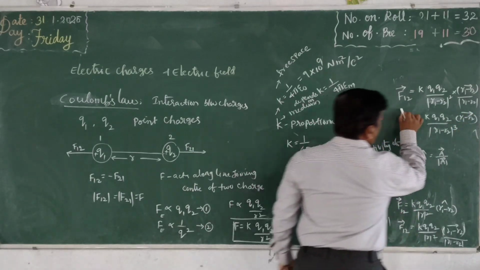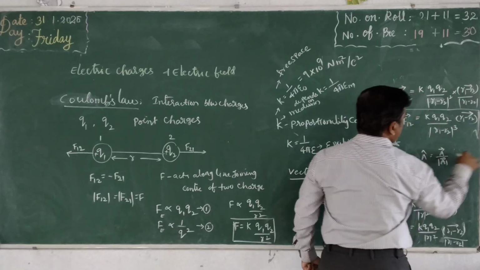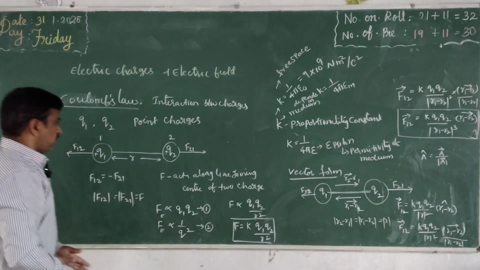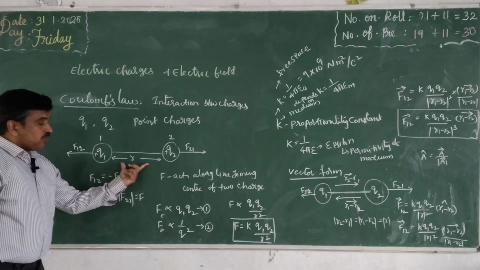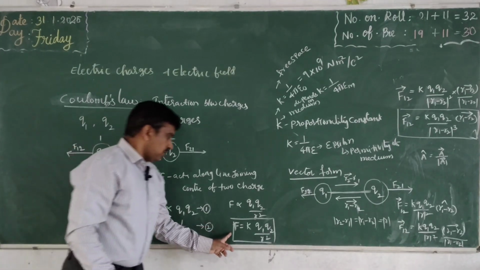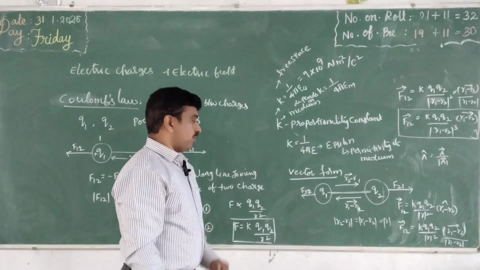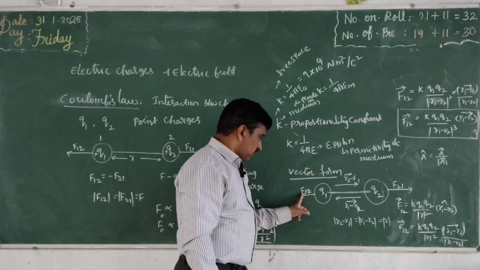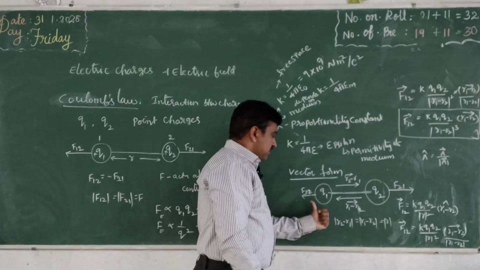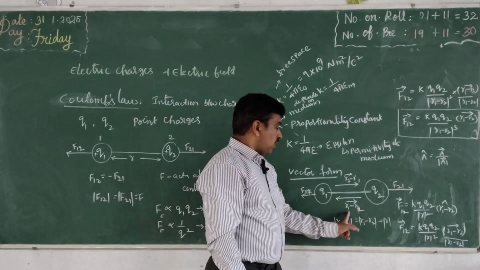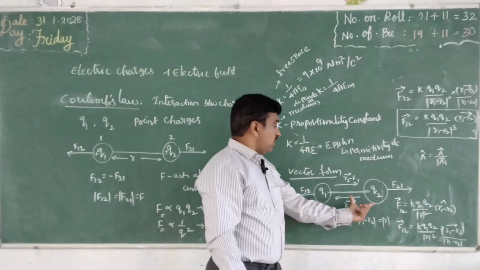This is the vector form of the force that exists between two charges Q1 and Q2. The force between the two charges is F equal to K Q1 Q2 by R square. How do we write it in vector form? For example, the force on 1 due to 2: this is the direction, the radius vector from initial position to final, so R1 minus R2. R1 minus R2 is the distance between these charges.